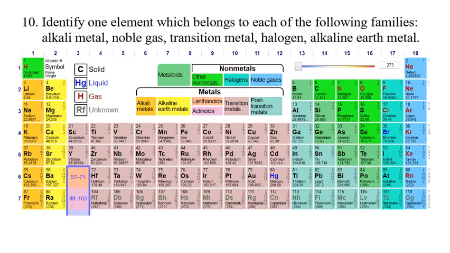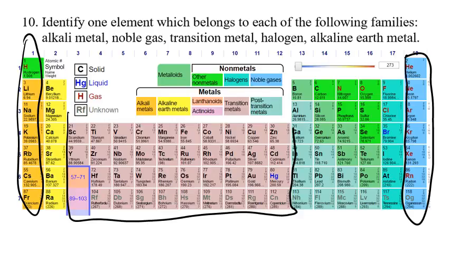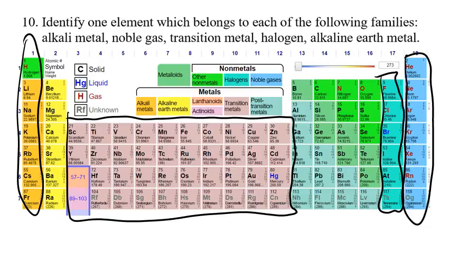Question 10. Identify one element which belongs to the following families. Alkali metals are these ones here. Noble gases are over here. Transition metals are these ones. Halogens are over here. Alkaline earth metals are here. These are all colored, etc.